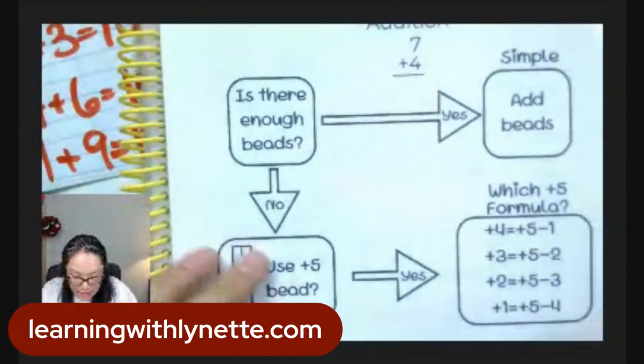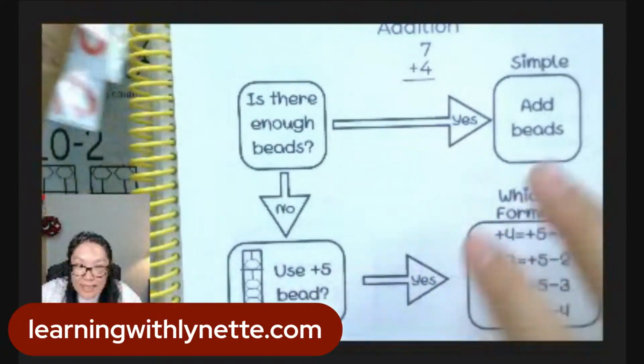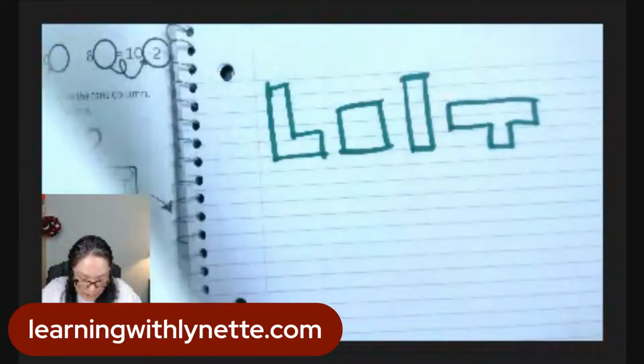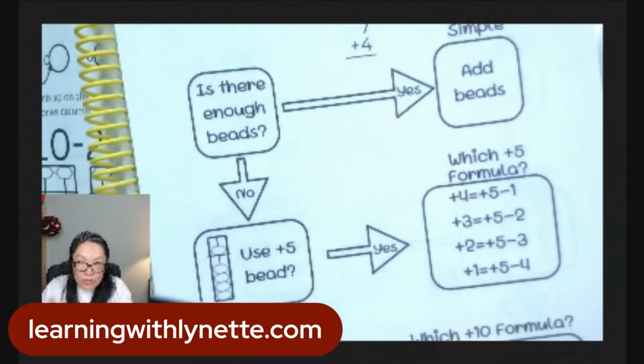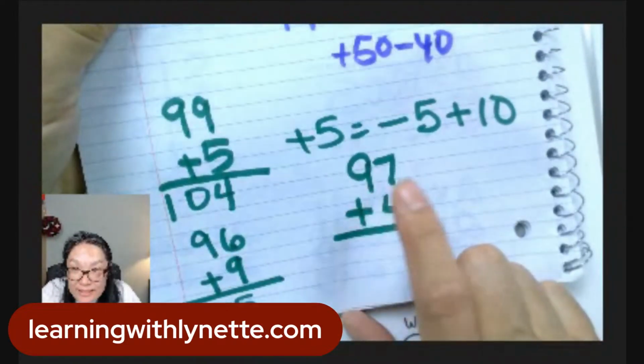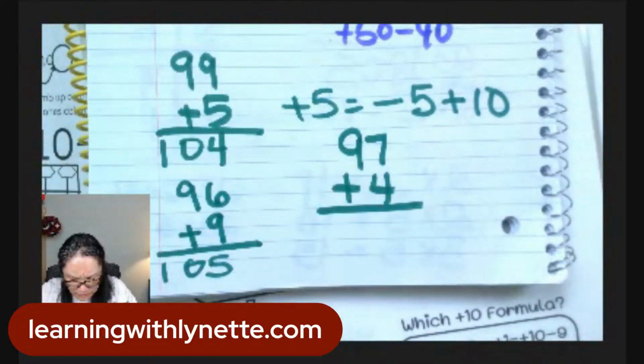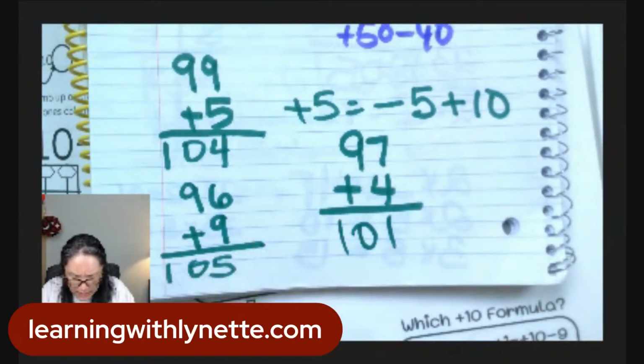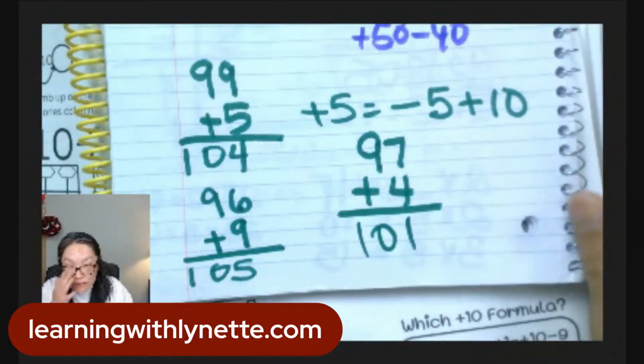So that's why we go one number at a time. That's why we go slow, right? 97. Oh, what was it? 101? 101. It only works with numbers like this.